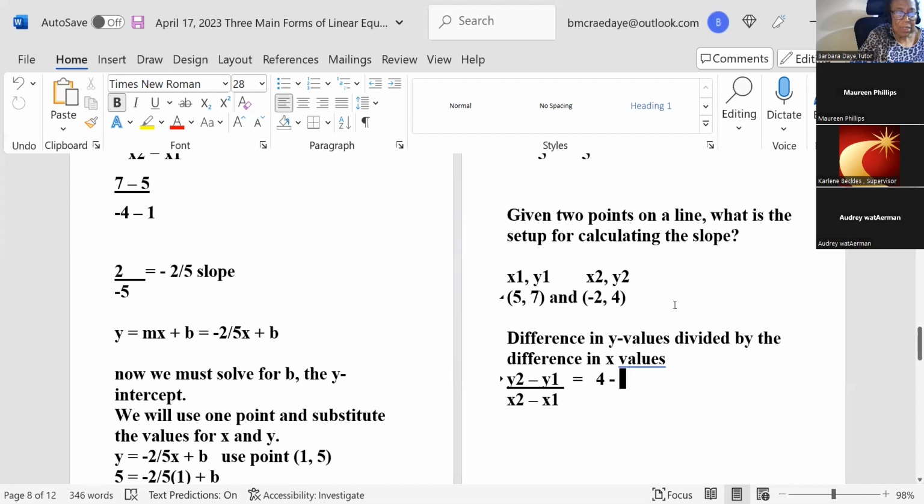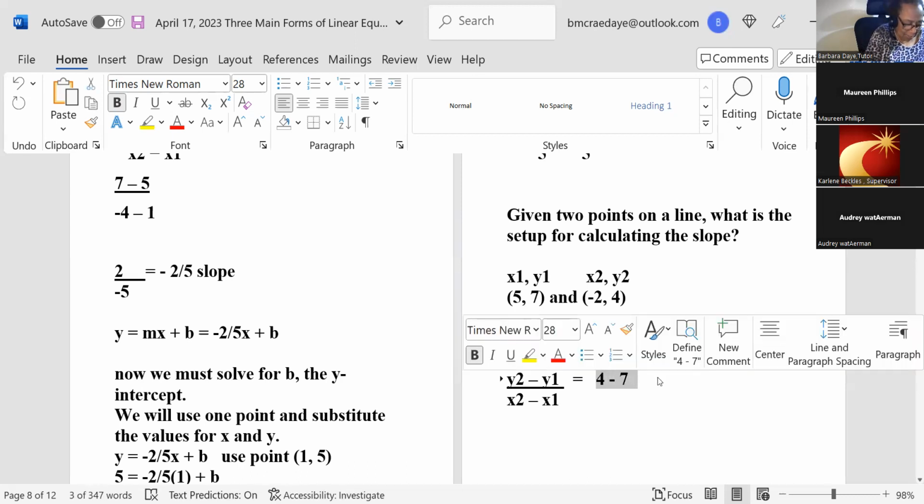You see Y1? Audrey, do you see Y1? Y1 is 5? No. There's an X, Audrey. Audrey, that's a Y1 right there. What's below it? Right there. 7. There you go. Okay, see, Y2 is a 4. Y1 is a 7. Now we're dividing this by the difference in the X values, Audrey.